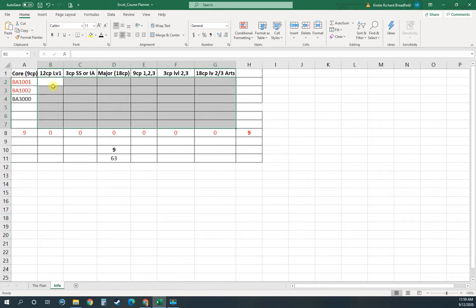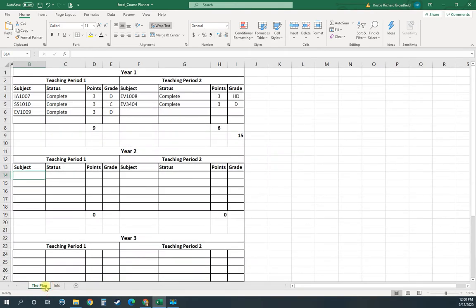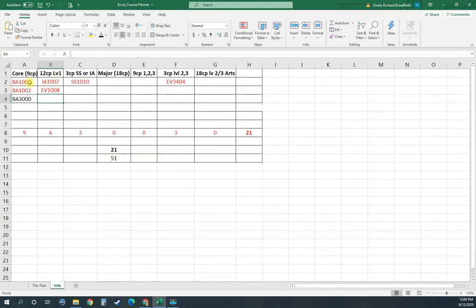So if we actually take these back out, we can look at the plan and we can go, alright, okay, she did IA 1007, which was a level 1 subject. I did my SS 1010 subject. I did my EV 3404, which could be my 3 credit points of level 2 or level 3. I did EV 1008, which was part of my 12 credit points for level 1. And there we go. I've already started filling in my information to help me know that I've now got 51 credit points I've still got to achieve. I haven't even started my major or my 9 credit points here or my 18 credit points here.